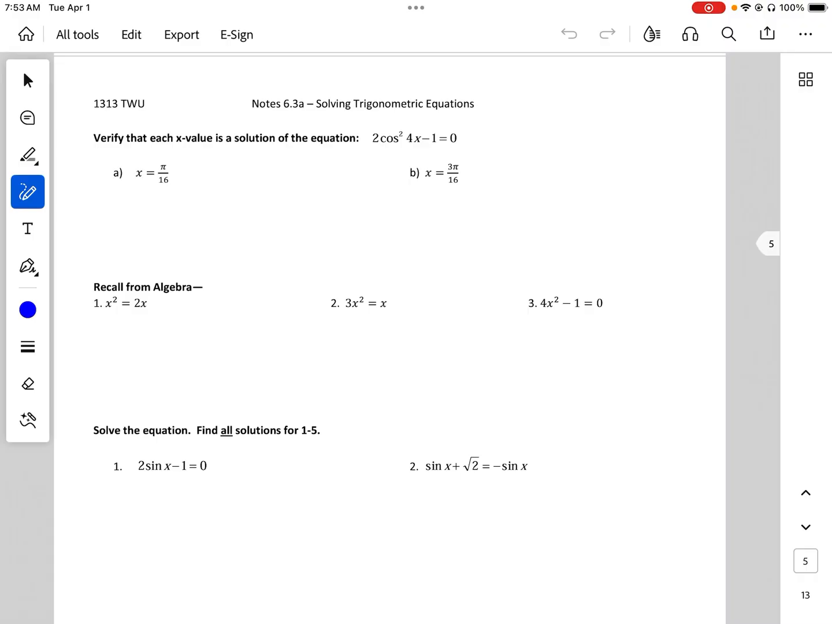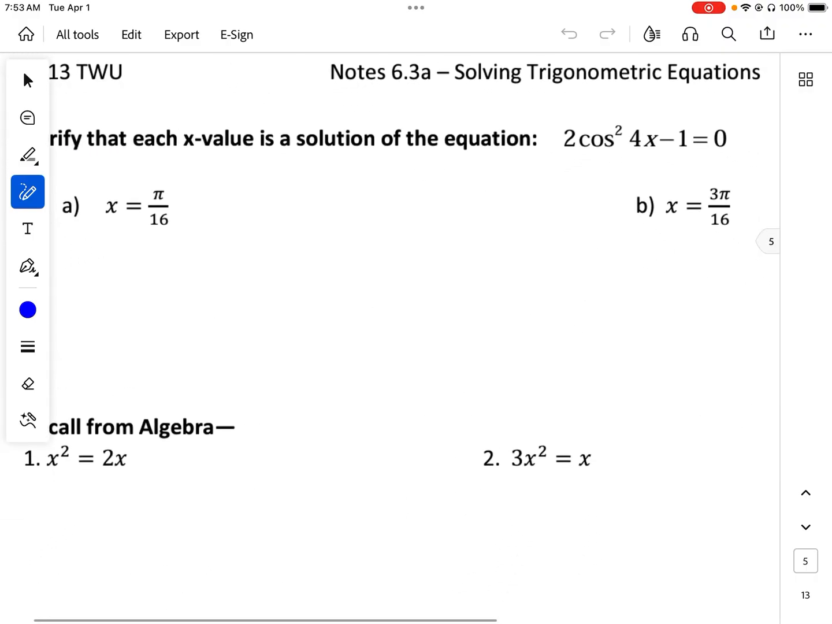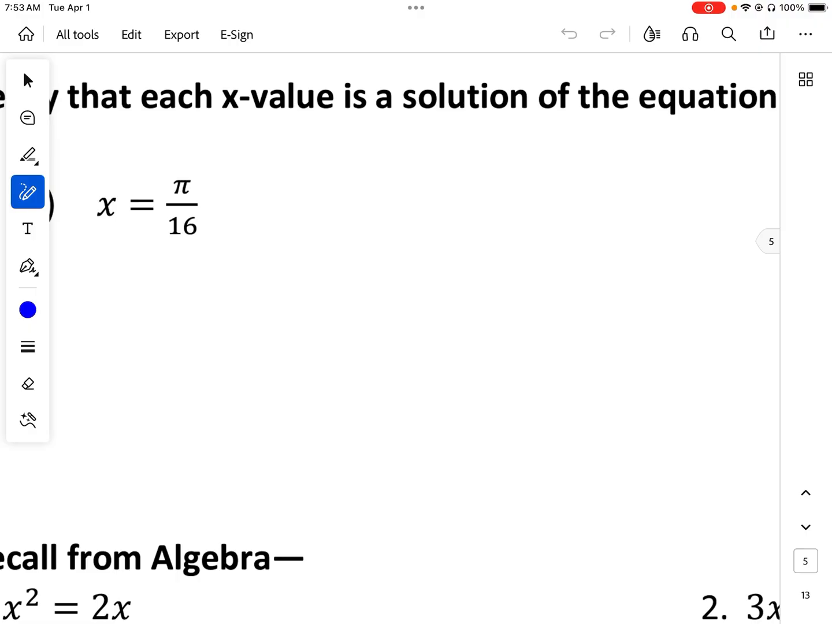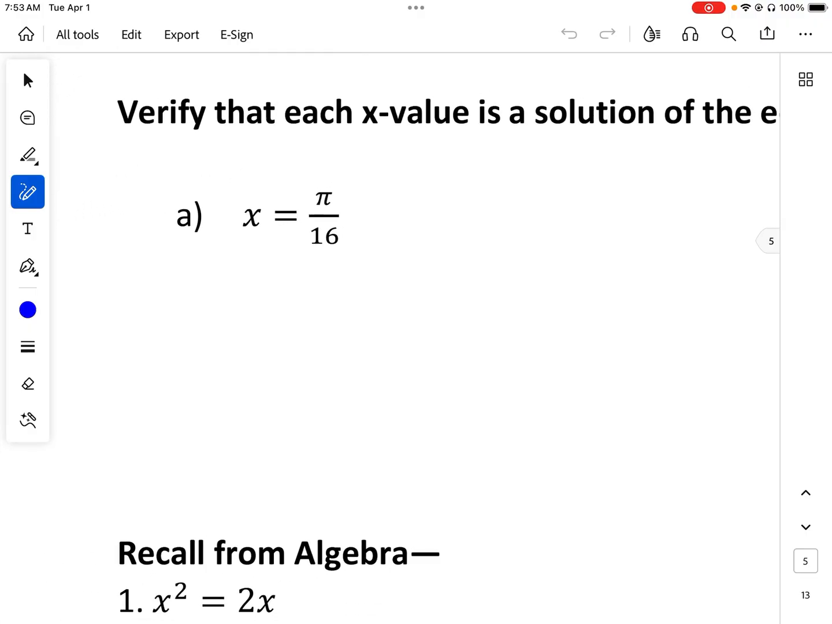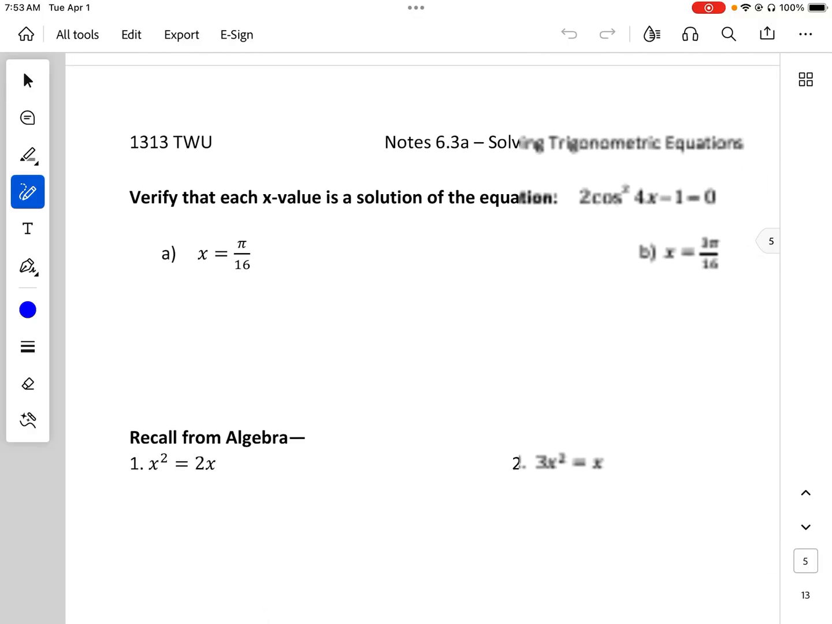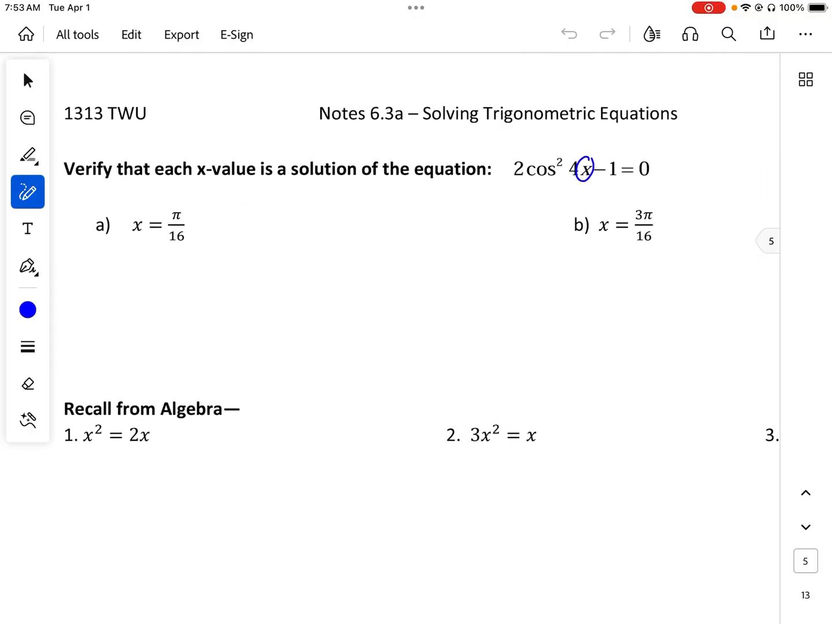Let's look at how to solve trig equations. So let's refer back to some algebra here. If we are looking at an equation like this, 2 cosine squared 4x minus 1 equals 0, we've got to learn how to use algebra to solve this. So I'm going to refer back to this. x equals pi over 16.